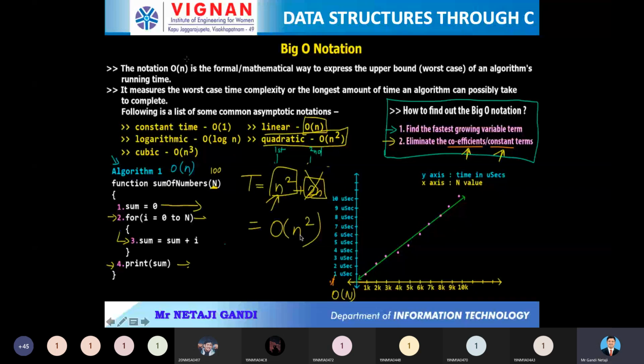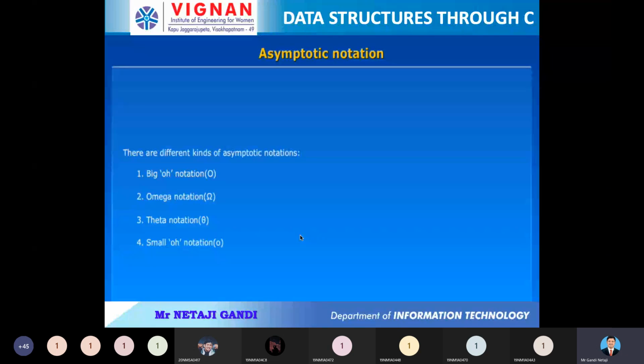So I think everyone is clear about the big O notation. Not only big O notation, there are some other notations available. One, we already know: the big O notation. Coming to the others, three more are available: omega notation, theta notation, and small o notation.